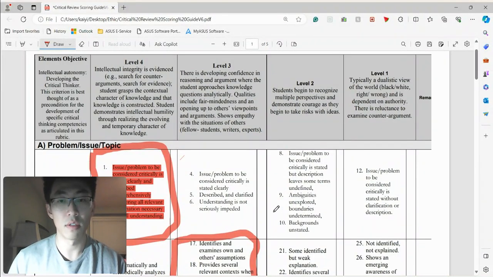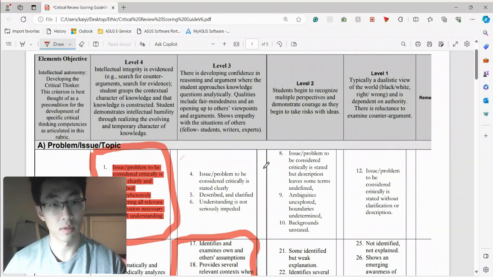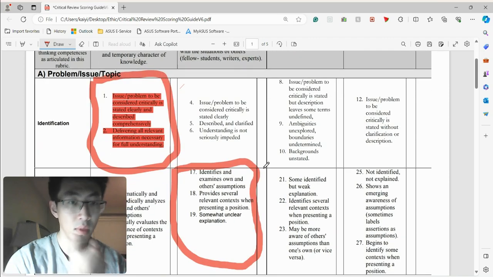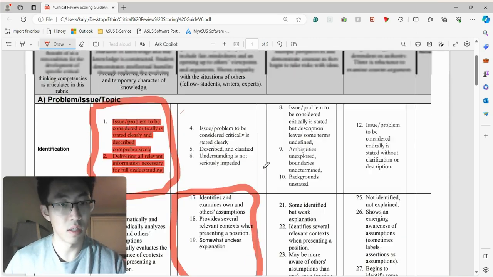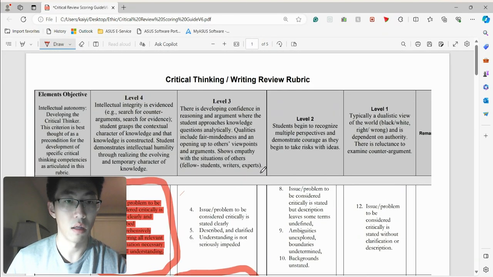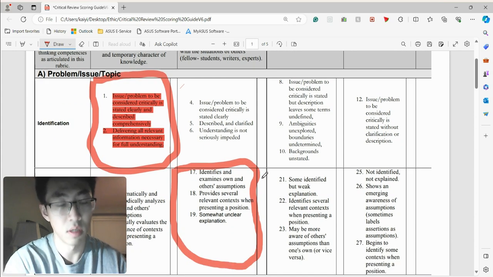Right, so this is the self-critique on the critical review for the module 1 to 6. Let's start with the rubric. Now, the first, identification. This I gave myself a level 4. I've described the issue clearly and considered critically. I've also delivered all relevant information in order to fully understand my statement.